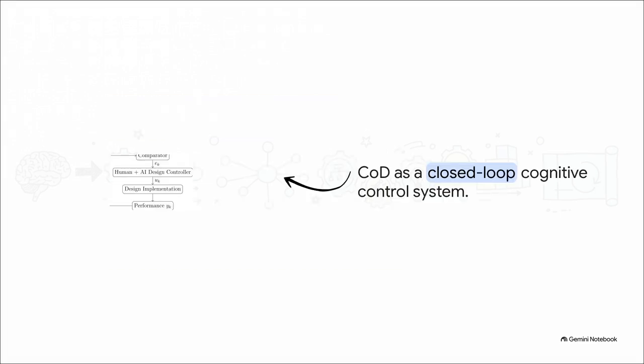Now, what's really interesting about this slide is how we can map that abstract math directly onto a familiar engineering concept, a closed-loop control system. You have your target specification, you compare it to your current performance, and the resulting error feeds straight into a design controller, which then spits out your next design update.